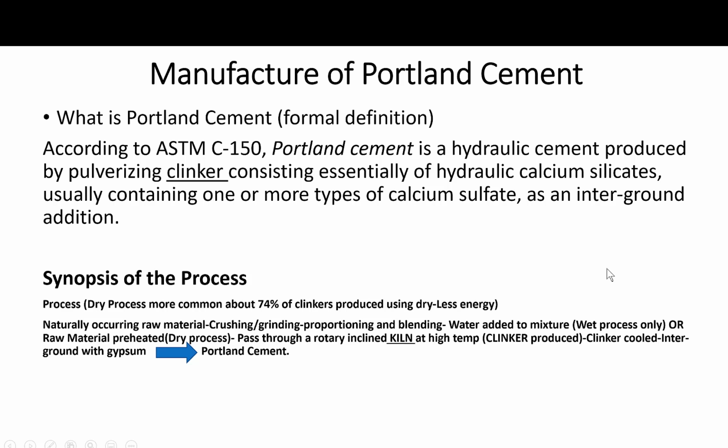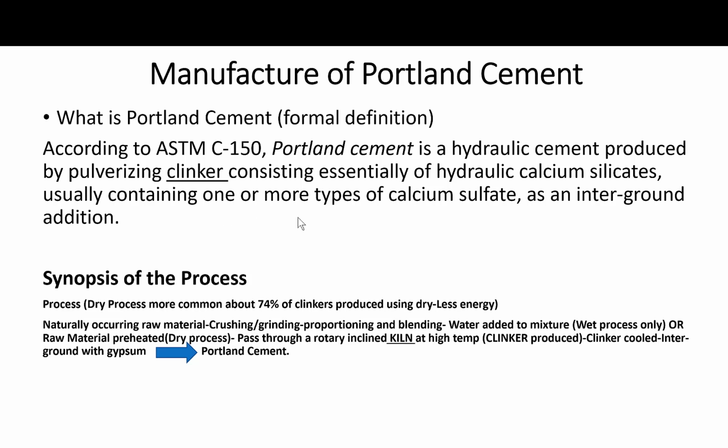Okay, so let's look at the formal definition of Portland cement. According to ASTM C150, Portland cement is a hydraulic cement produced by pulverizing clinker, consisting essentially of hydraulic calcium silicates, usually containing one or more types of calcium sulfate, typically gypsum, as an interground addition. This is the formal definition of Portland cement by ASTM.